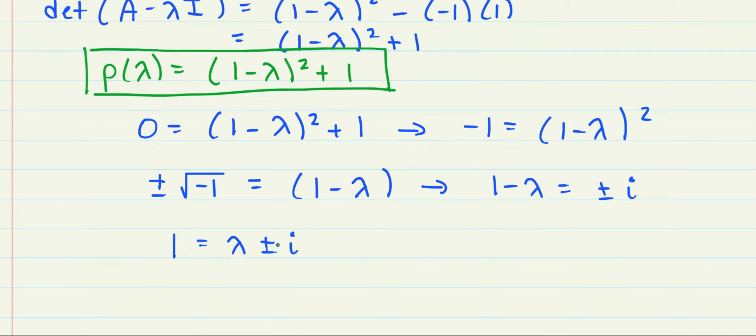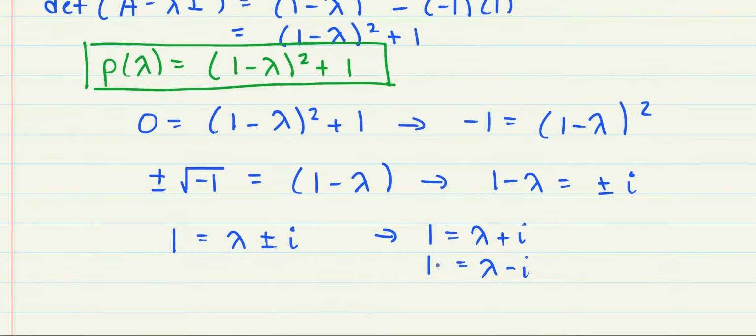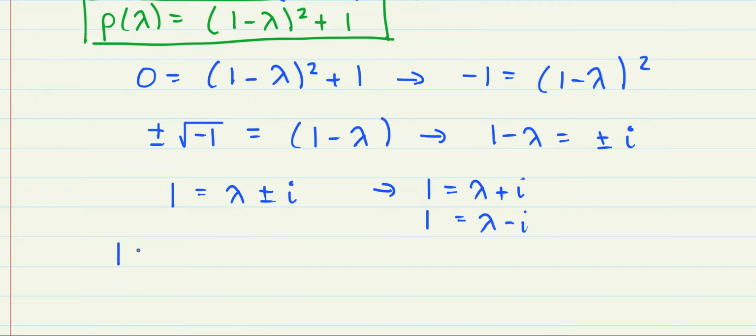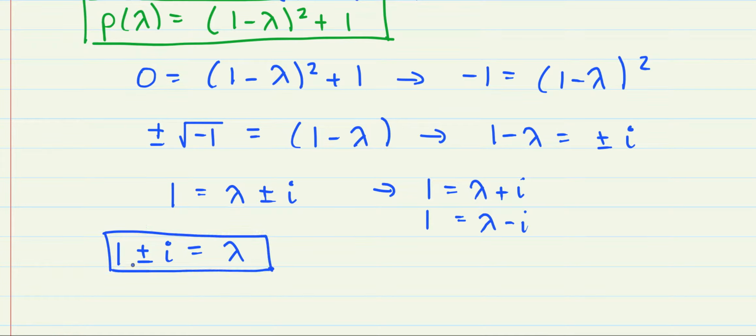And this is two equations in one. You have 1 is equal to lambda plus i and 1 is equal to lambda minus i. And I'm going to move both of these i's to the other side, and I'm going to combine them into one equation. So I just get 1 plus or minus i is equal to lambda. So these are my two eigenvalues, 1 plus i and 1 minus i.